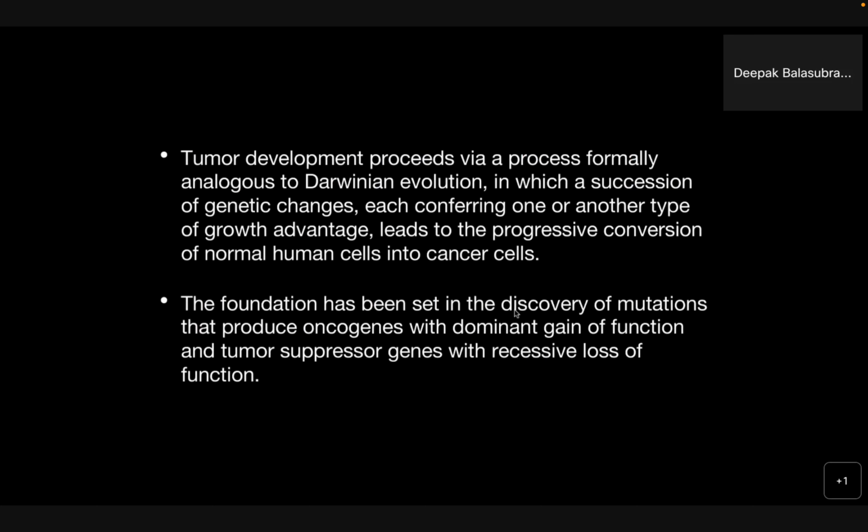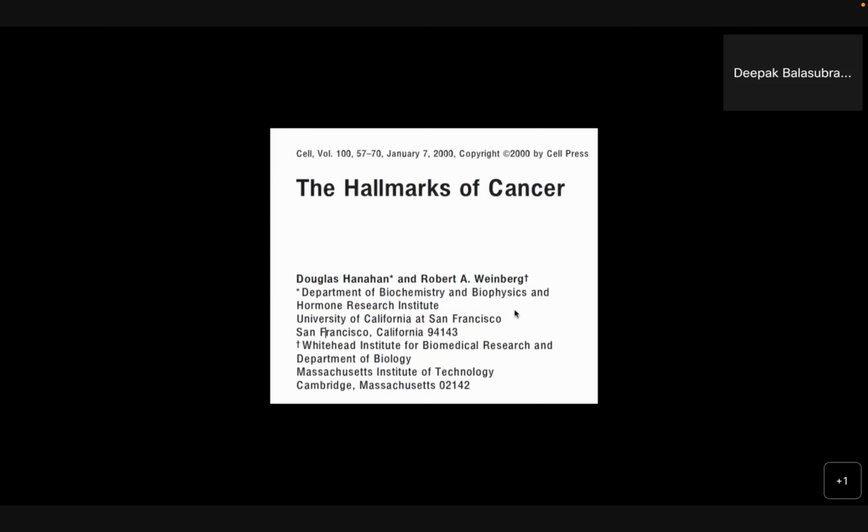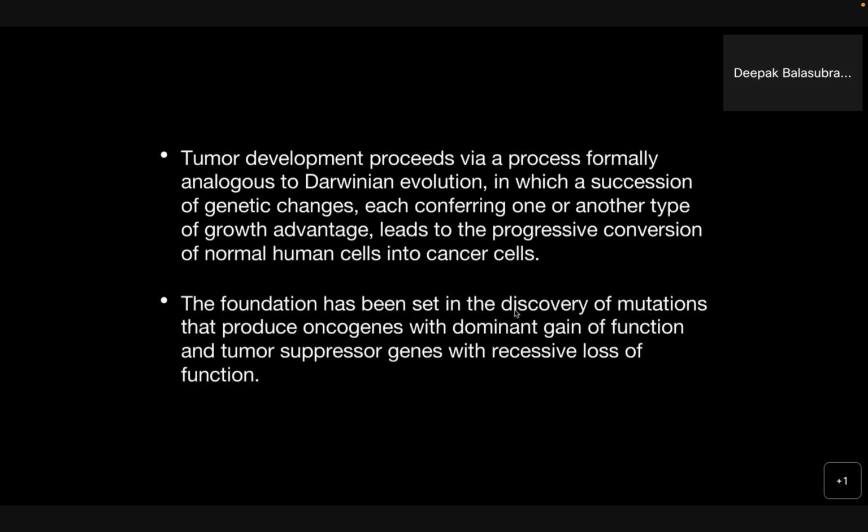So they found that there are different stages or different areas where tumors affect normal tissue and become tumors. And they understood that tumor development proceeds in a way which is similar to Darwinian evolution, meaning that each successive cluster of tumor cells has successive genetic changes which confer growth advantage to these cells or lead to the conversion of normal human cells into cancer cells.